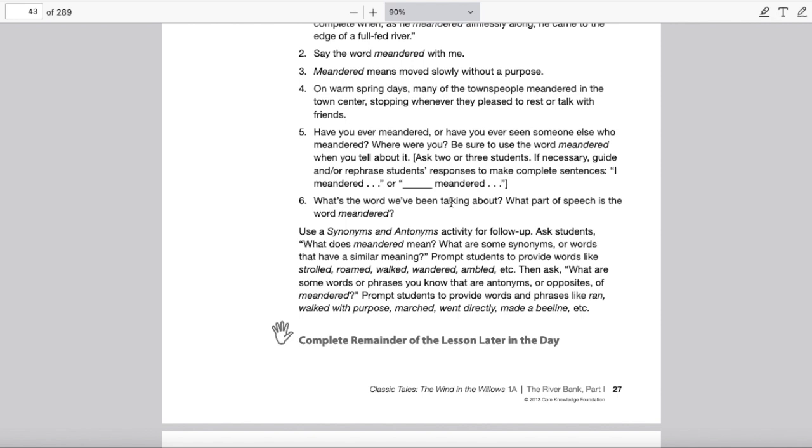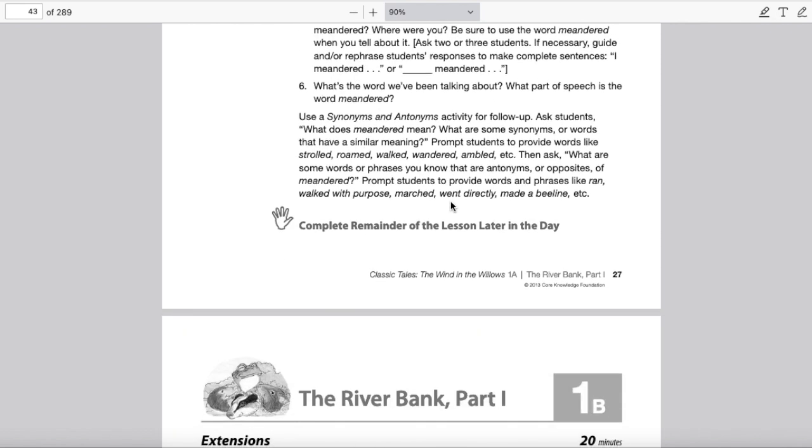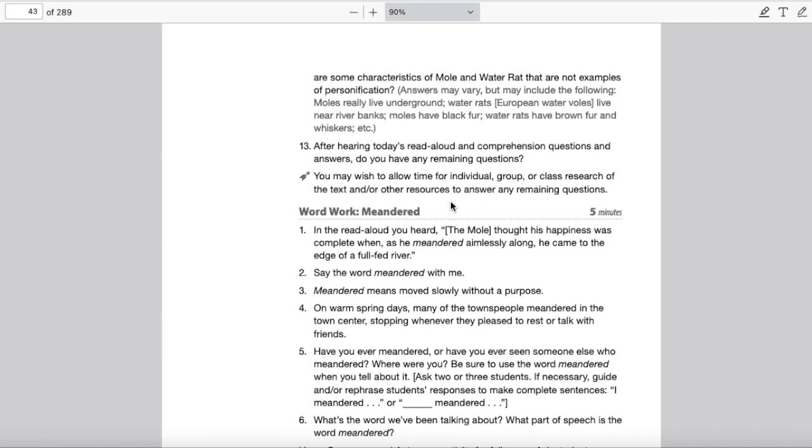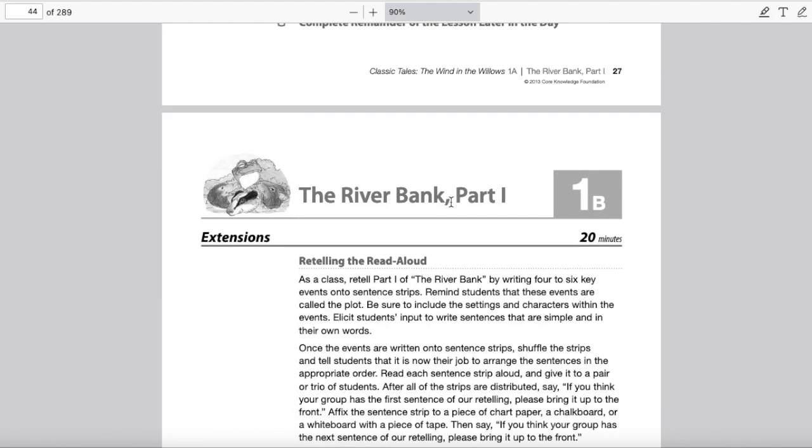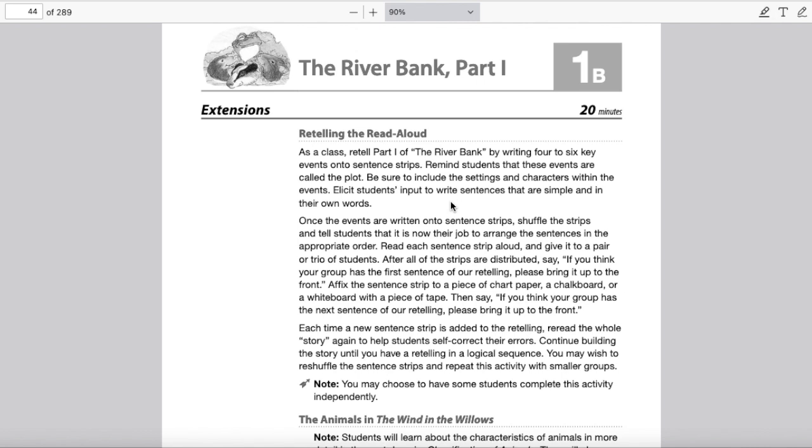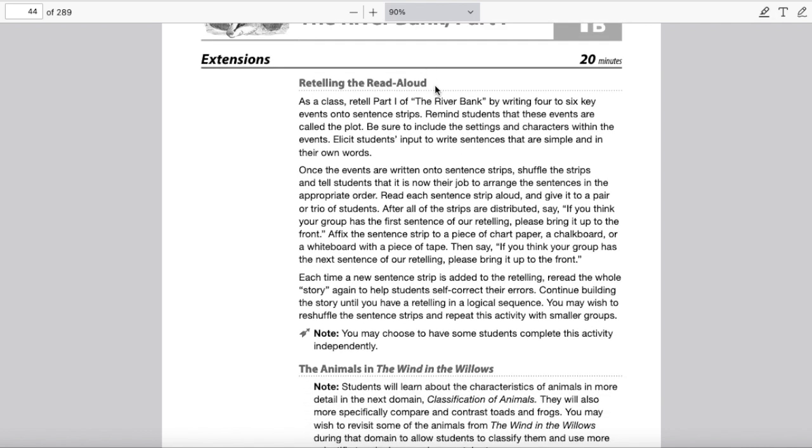Sometimes in the units it will give you like 7 or 8 examples and they have to give you a thumbs up or down if that word is being used correctly. So that is one section. We read the story, we go over the vocab, go over the questions, and then we'll do part B. So again, retelling the read aloud. Does this sound familiar? A lot of narration and dictation is naturally happening in these core knowledge units.